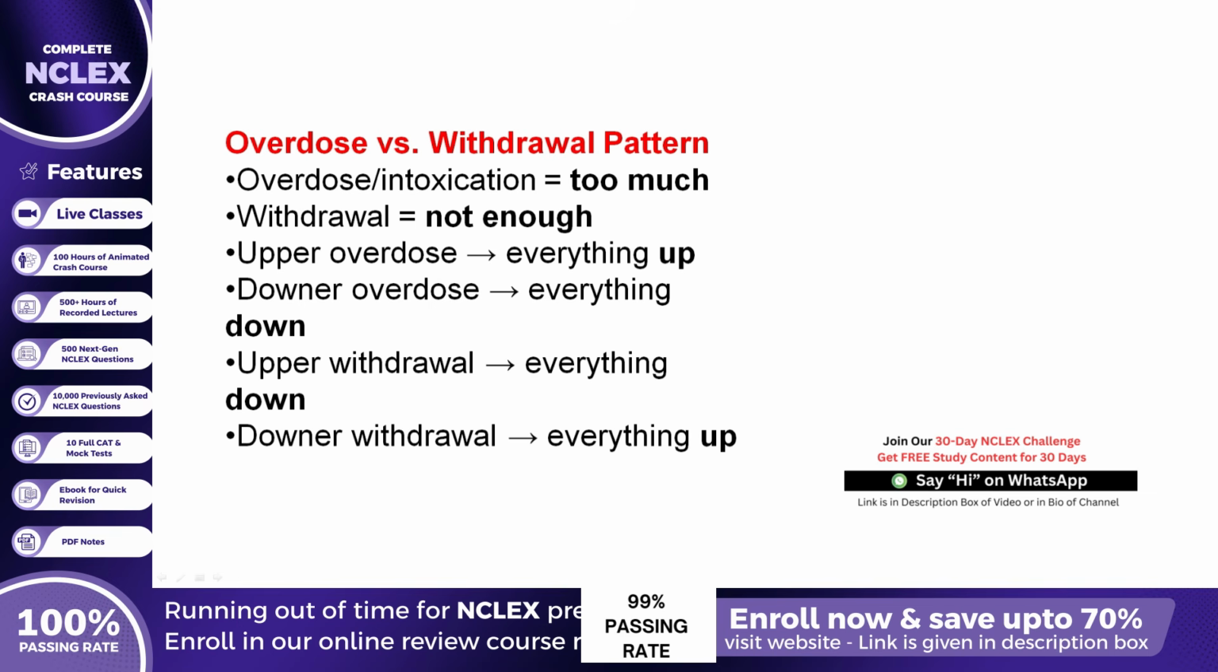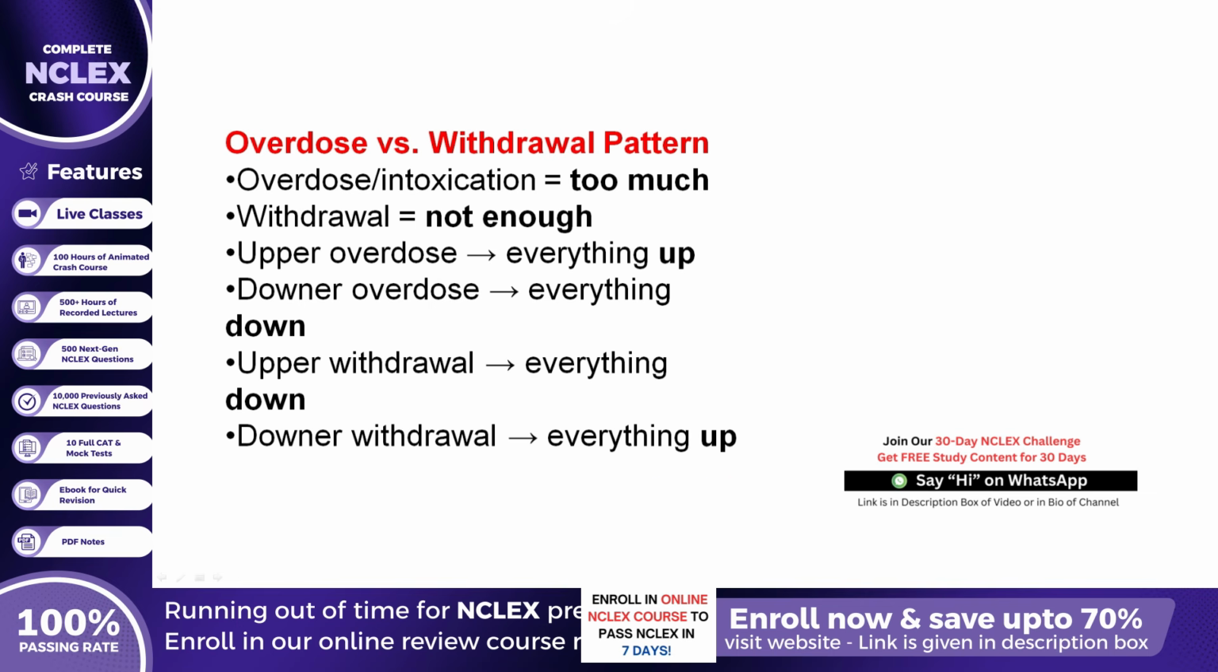Withdrawal, on the other hand, means not enough. When there is an upper overdose, everything goes up. When there is a downer overdose, everything goes down. When there is an upper withdrawal, everything goes down. And when there is a downer withdrawal, everything goes up.